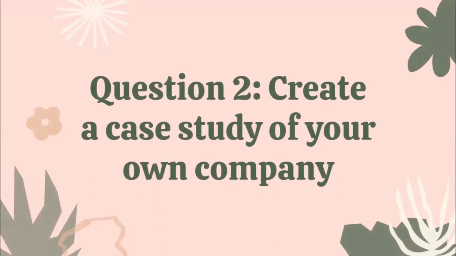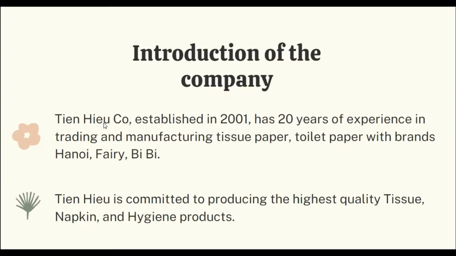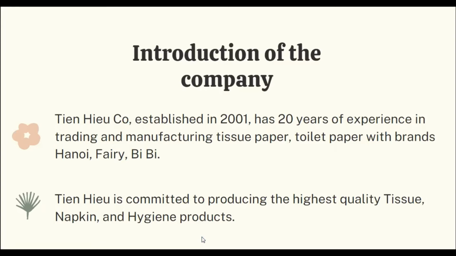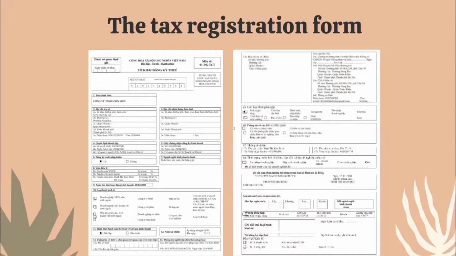Now we will move to question 2, create a case study of your own company. Now we come to the introduction of the company. Tiến Hậu Company, established in 2001, has 20 years of experience in trading and manufacturing tissue paper, toilet paper, with brands like Hanoi, Fairy, and BB. Tiến Hậu is committed to producing the highest quality tissue, napkin, and hygiene products. The next part will be presented by Vân Anh.